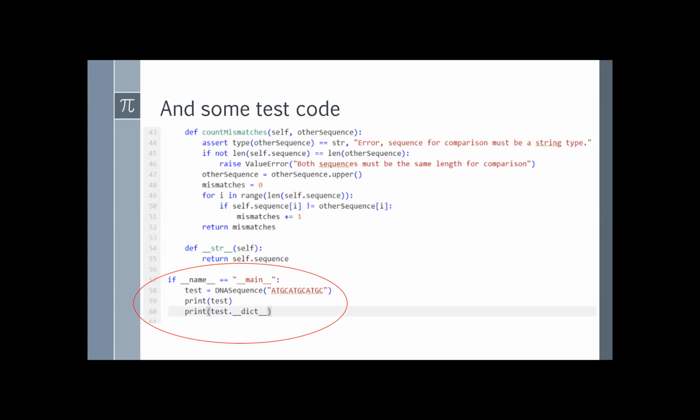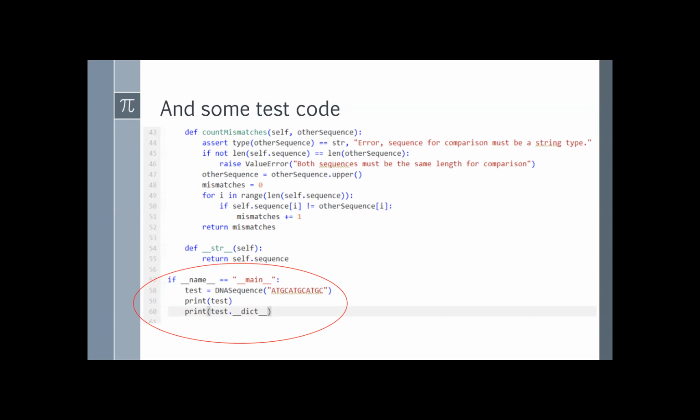Okay. So back to the initializer. We're writing self.sequence equals sequence.upper because self here is not any type, and only sequence is the string type that we can call the upper function on.